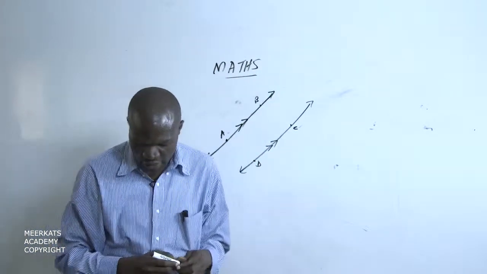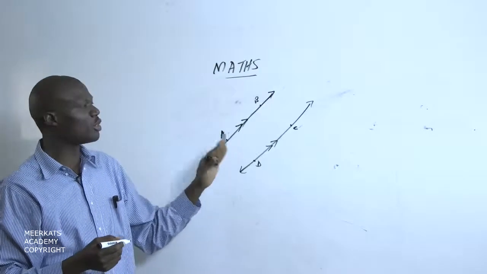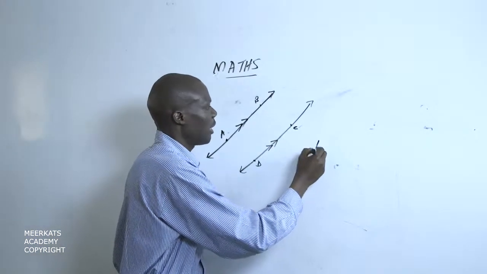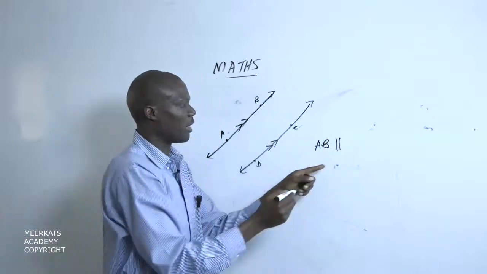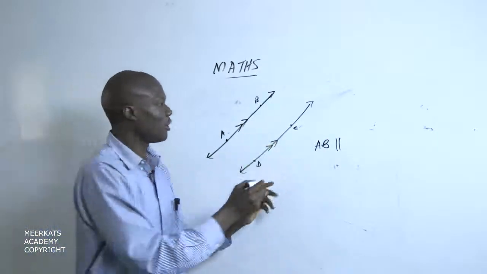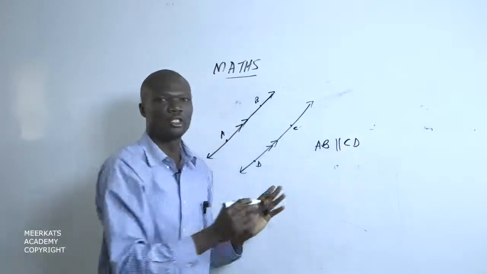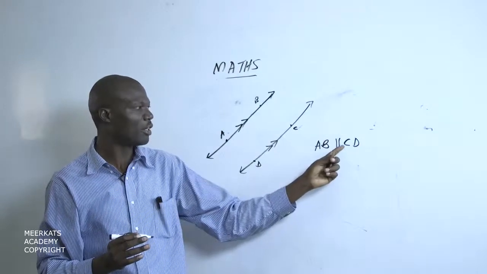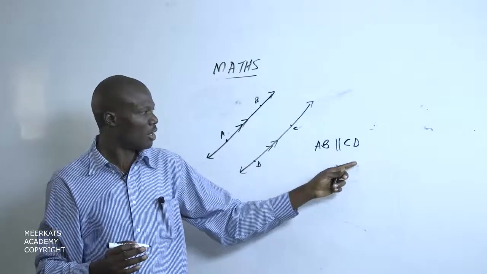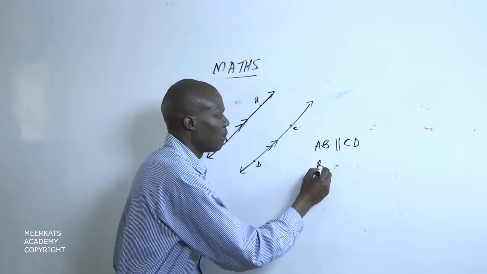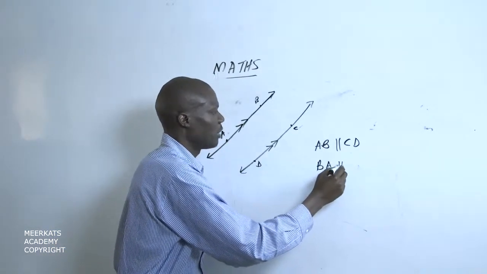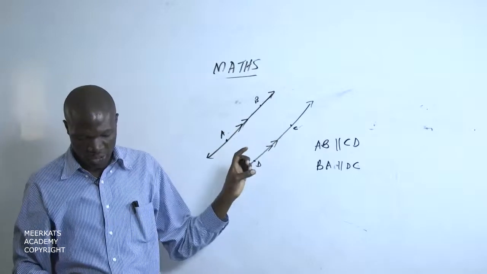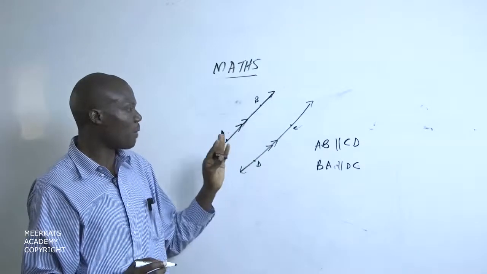So these two lines are parallel, and for us to denote or show that two lines are parallel, we shall say that the line AB is parallel, this sign stands for parallel, to CD. So we can say that the line AB is parallel to CD, or alternatively, the line BA is parallel to DC. So this is when you are showing that two lines are parallel.